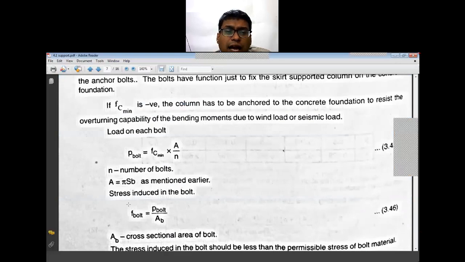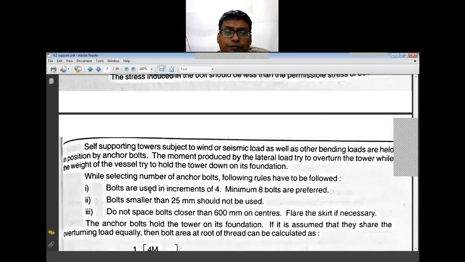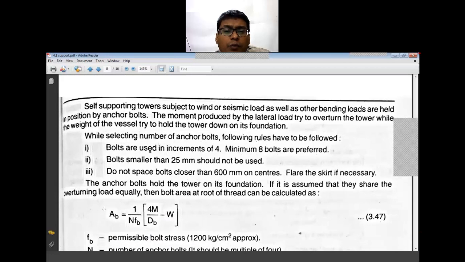So from this I can calculate the stresses, that is the bolt load upon the cross-sectional area of the bolt. And from this we can calculate the number of bolts required. Area of the bolt will be calculated by using 1 upon NFB into bracket 4M upon DB minus W.